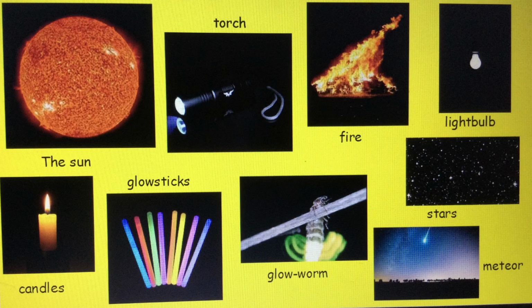And here are a few things that I have found. Did you find the same as me? I've got the sun, candles, glow sticks, a torch, fire, a glowworm, a meteor, stars and a light bulb. Now, some objects we have to be careful of, such as things like mirrors or the moon. These objects don't actually emit light, they reflect it instead.